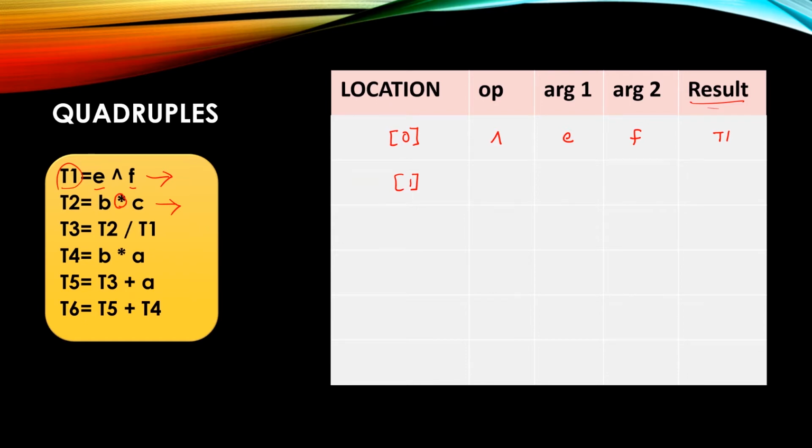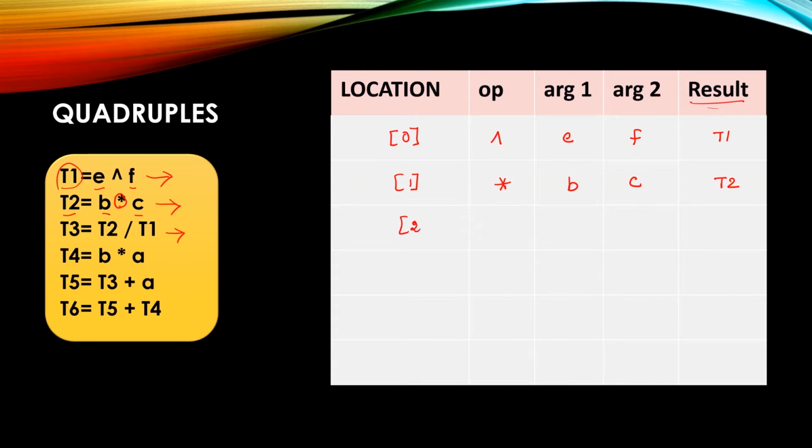In the second statement, what is the operator? Multiplication is the operator. So mention star in OP. Then what is the first argument? B is the first argument. What is the second argument? C is the second argument. Where the result is stored? The result is stored in the temporary register T2.